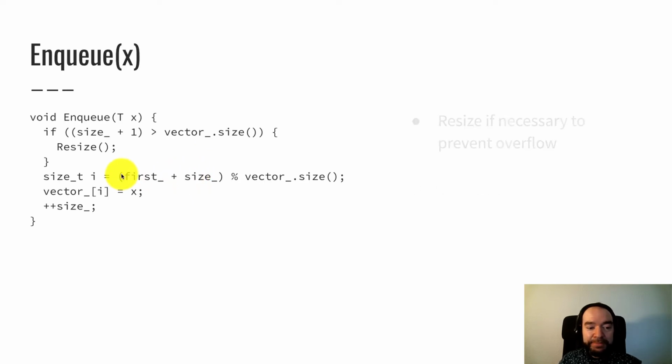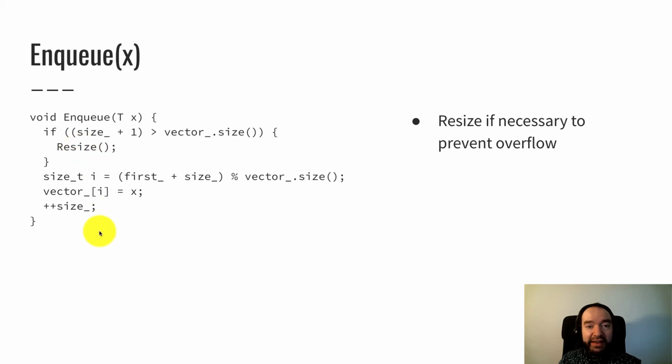Okay, enqueue is similar to our previous draft. There's just the extra resizing logic. So before we try to access an element that may not exist, we say if size plus 1 is greater than the vector size, that means there's no room for another element. If I were to add one more element to our queue, it would be bigger than the capacity of the vector. So if we're currently full and there's no room, I do a resize. This if statement guarantees that we have at least one available element in the vector.